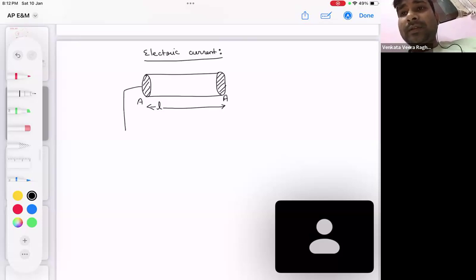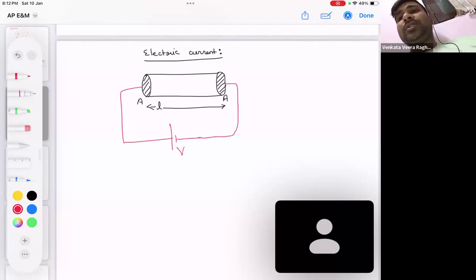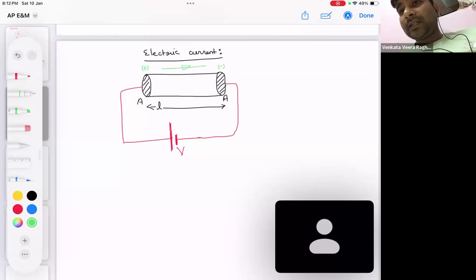So what we did, we applied a battery here. We connected this conductor with a battery of voltage V. The bigger line is called the positive polarity, and the smaller one is called the negative polarity. That means this end of the conductor will come at positive potential and this end at negative potential. Positive and negative means we have created an electric field inside this conductor.